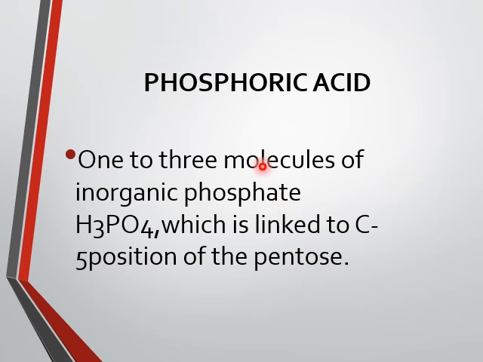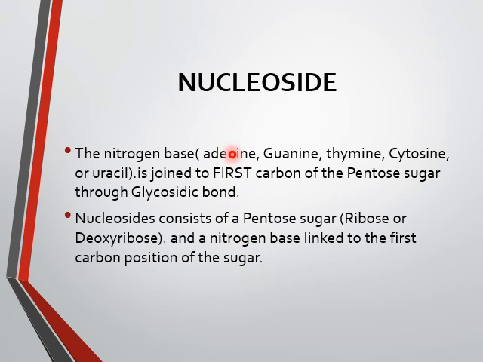The last component is your phosphoric acid. 1 to 3 molecules of inorganic phosphate, that is H3PO4, which is linked to 5 carbon position of pentose. So what is nucleoside? This is a very important term. That is, what do you mean by nucleoside, or what is nucleoside?